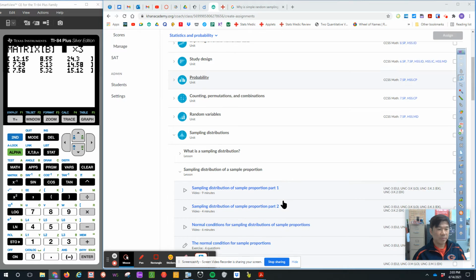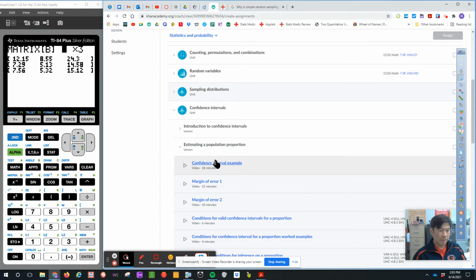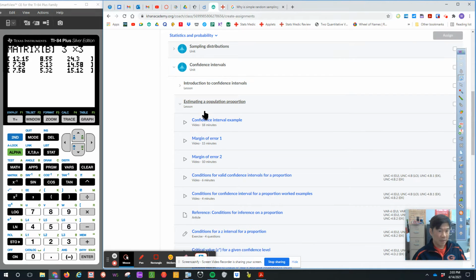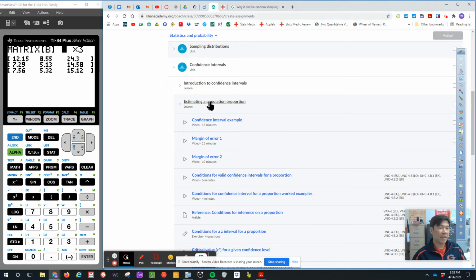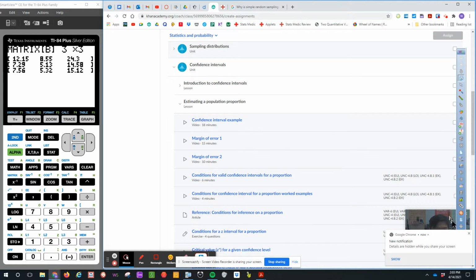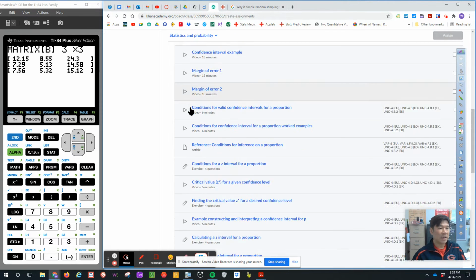So today we're going to do another exercise from the confidence interval unit, unit 11. The exercise comes from the lesson on estimating a population proportion.